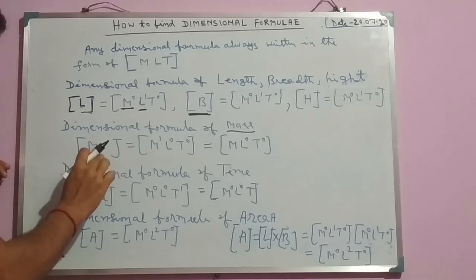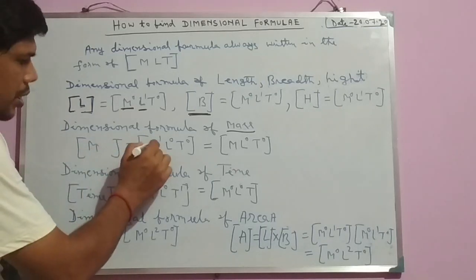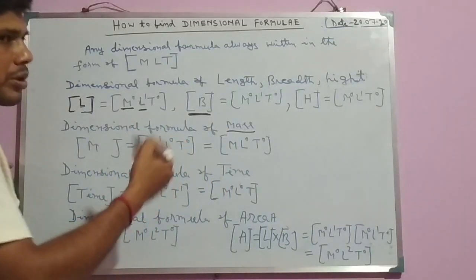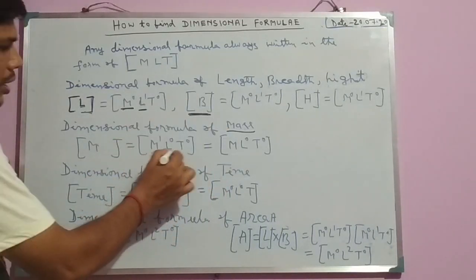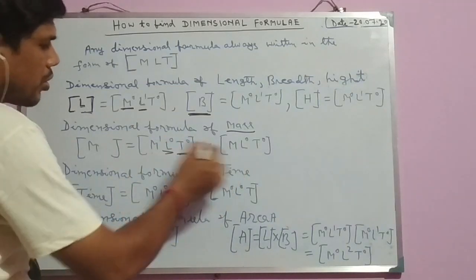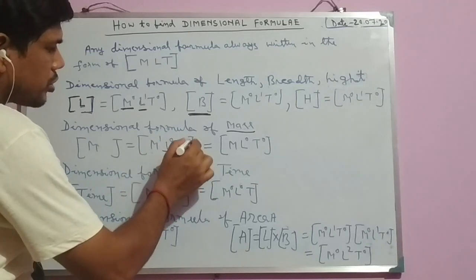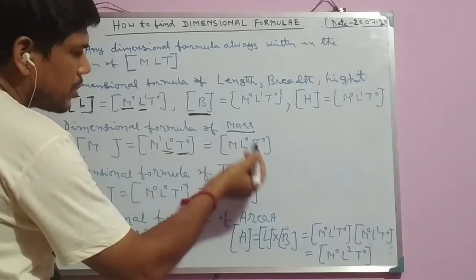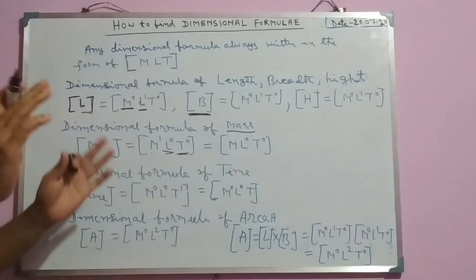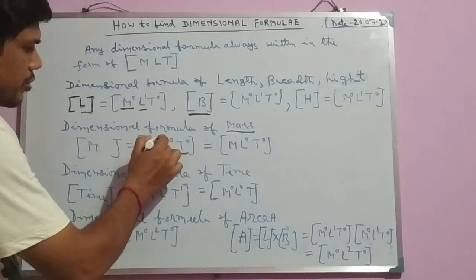So the dimensional formula of M is equal to M to the power 1 because it is related to mass, and L to the power 0 because it is not related to length, and it also does not depend on time, so T to the power 0. Or you can write M, simply M, L to the power 0, T to the power 0. So I suggest you write in terms of power.